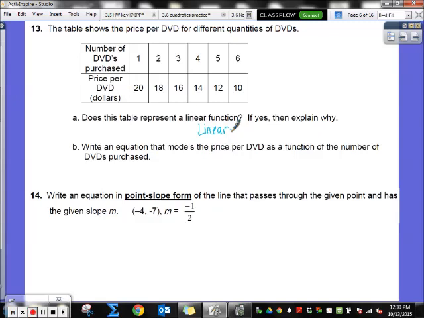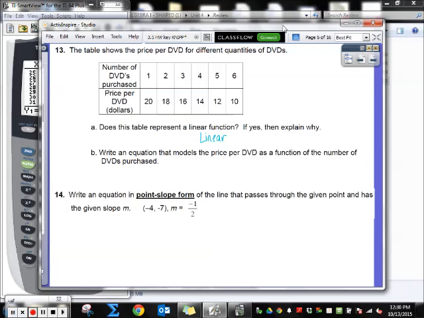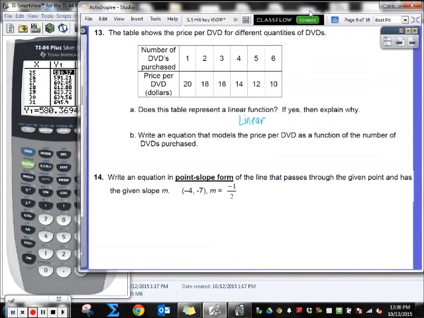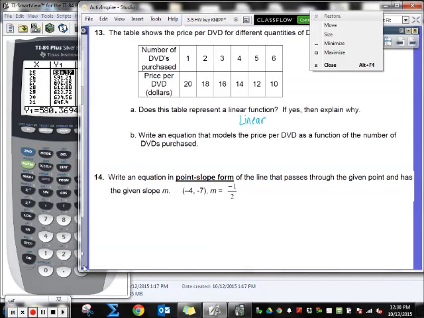Now we need to write an equation that models the price per DVD as a function of the number of DVDs purchased. Well, now that you know how to do linear regression, you have a couple of options. You are welcome to pick 2 points and find the slope and plug into slope-intercept form, or you can use your calculator. So I think I'm going to use the calculator just to kind of get us warmed up before we do some of the ones that we have to use our calculator for.